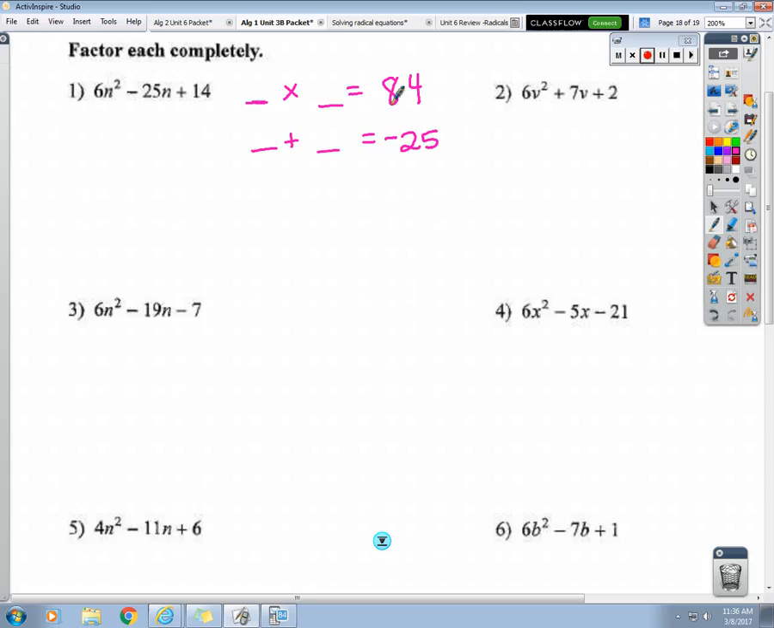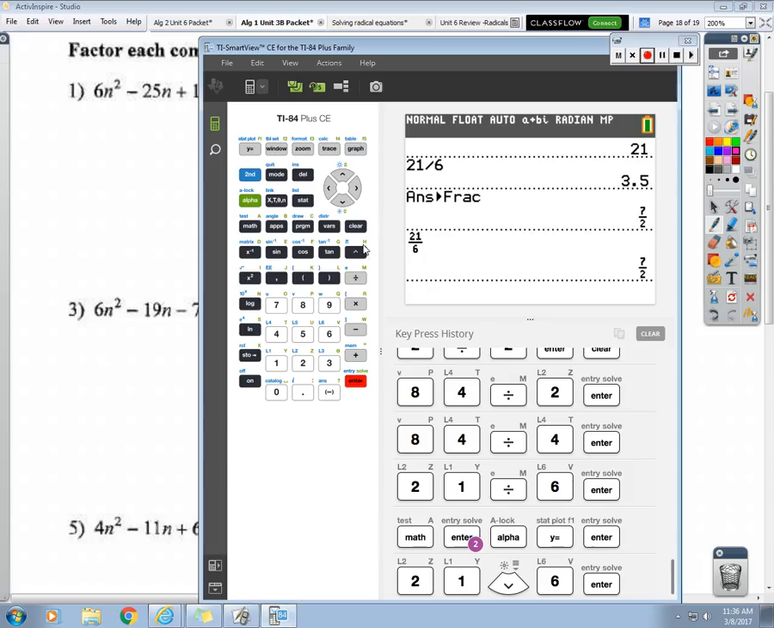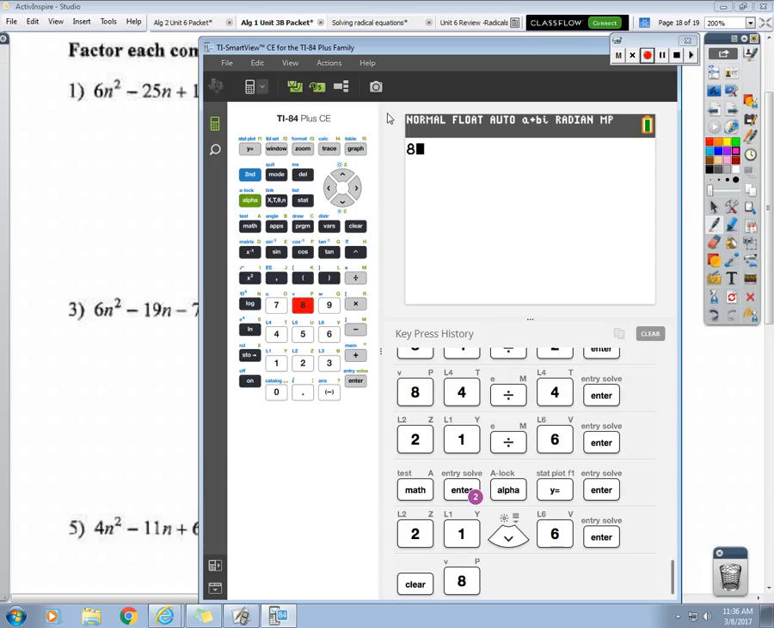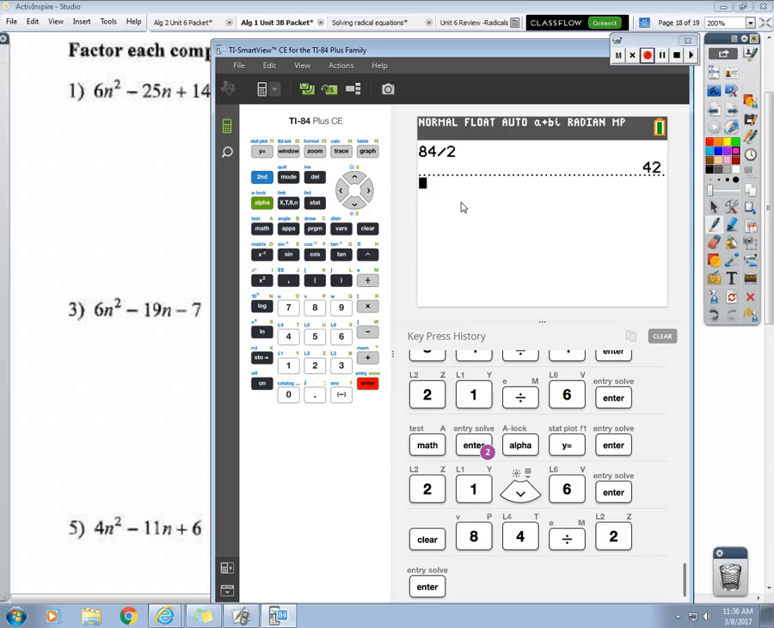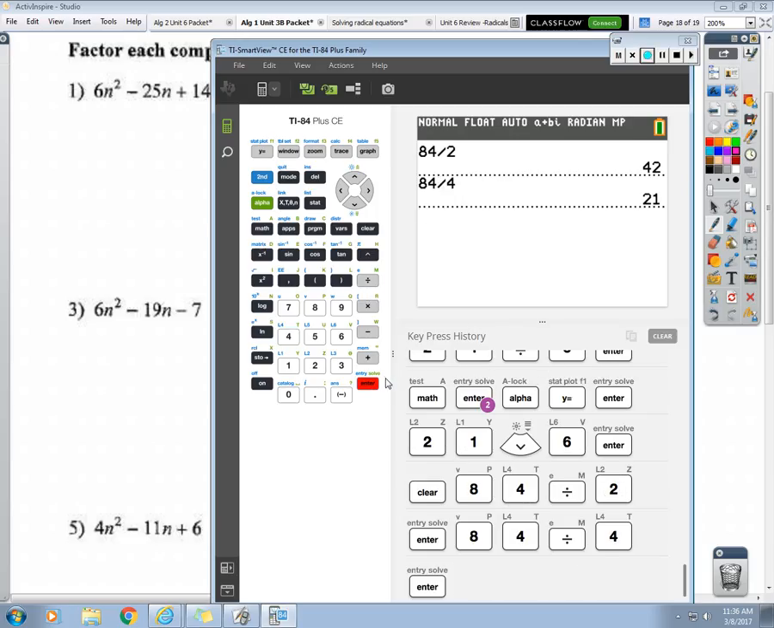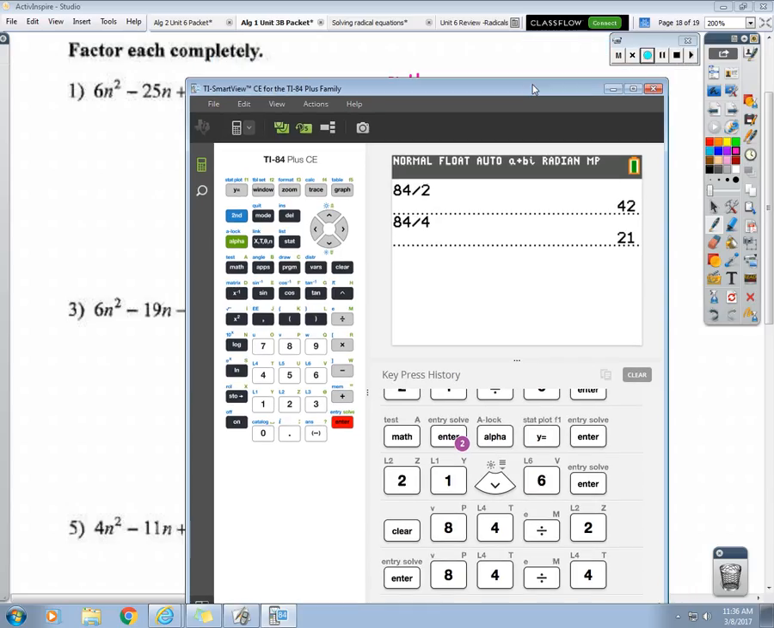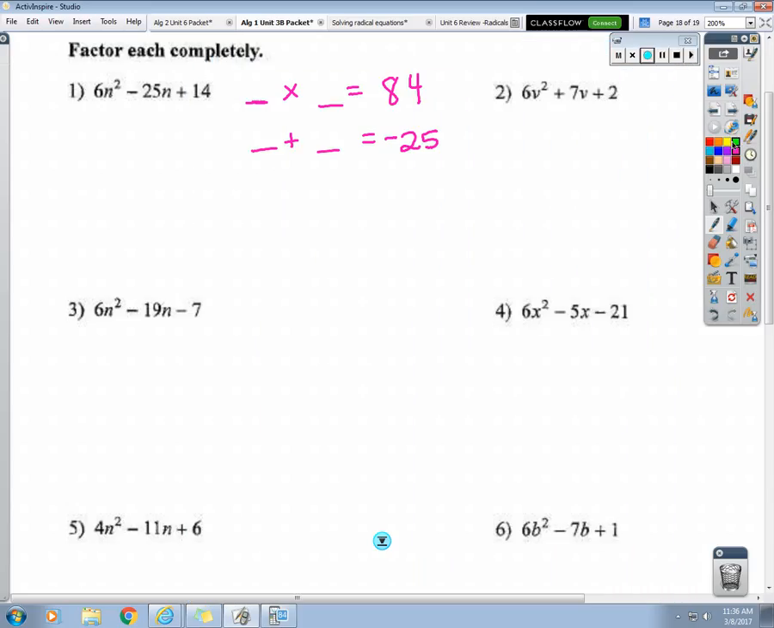So, if you're having trouble thinking of numbers that multiply to 84 and add to negative 25, use a calculator. Start with 84, and since it's an even number, divide it by 2. Are 2 and 42 going to make a 25? No. So divide it by the next even number. Are 4 and 21 going to make a 25? Yes. So there's your 2 numbers, 4 and 21. Now we just have to decide about signs.